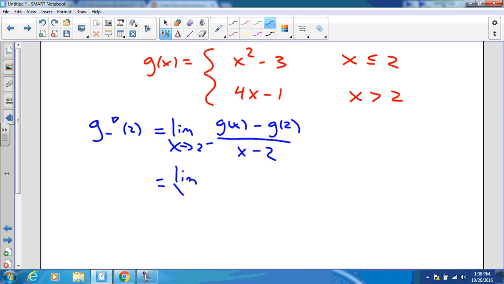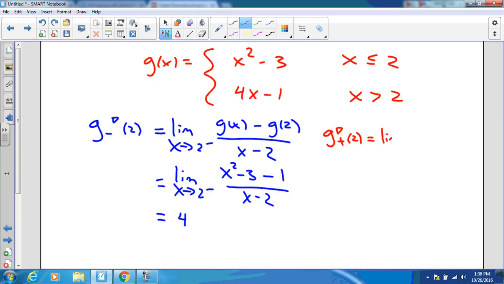What do I substitute in? The limit as x goes to 2 from the left of x squared minus 3, minus g of 2, which is 1, all over x minus 2. Hey, this is the limit we evaluated before. This is 4. And so we found the derivative from the left at 2. Now the derivative from the right.